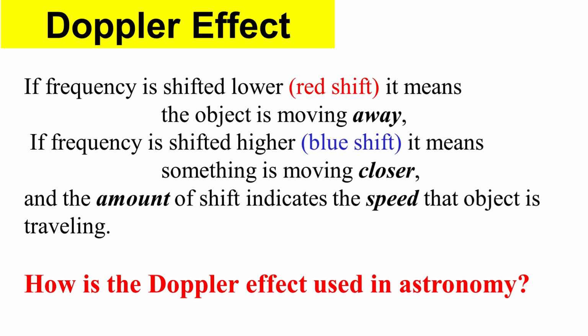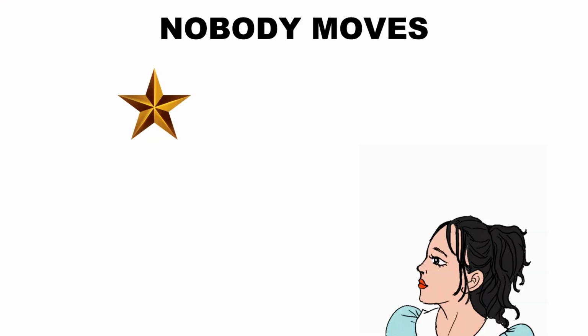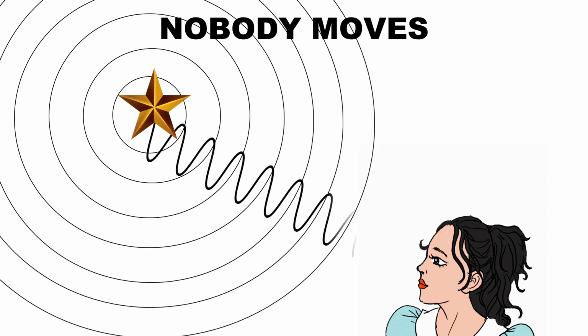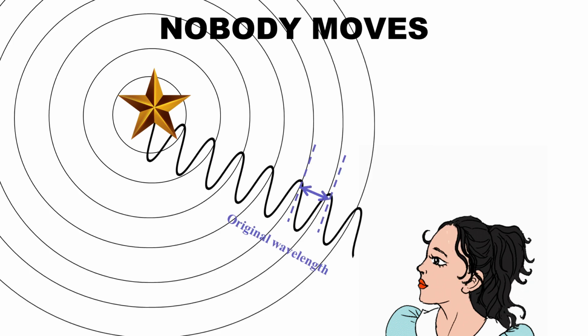Let's think about this. How is the Doppler effect used in astronomy? You are outside under the night sky with a clear sky. You see this pretty shiny yellow colored star here. These yellow stars radiate light, and the light travels through space and reaches your eyes.